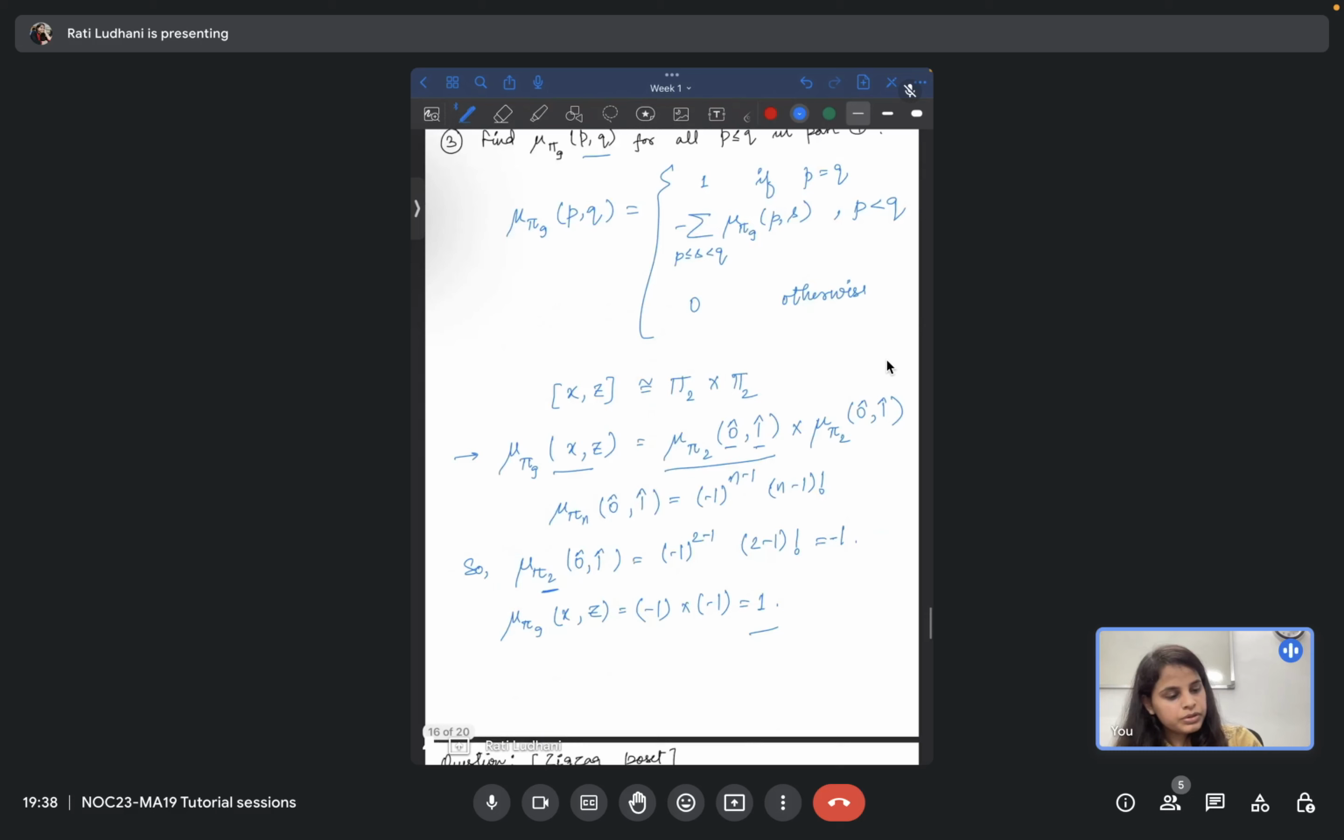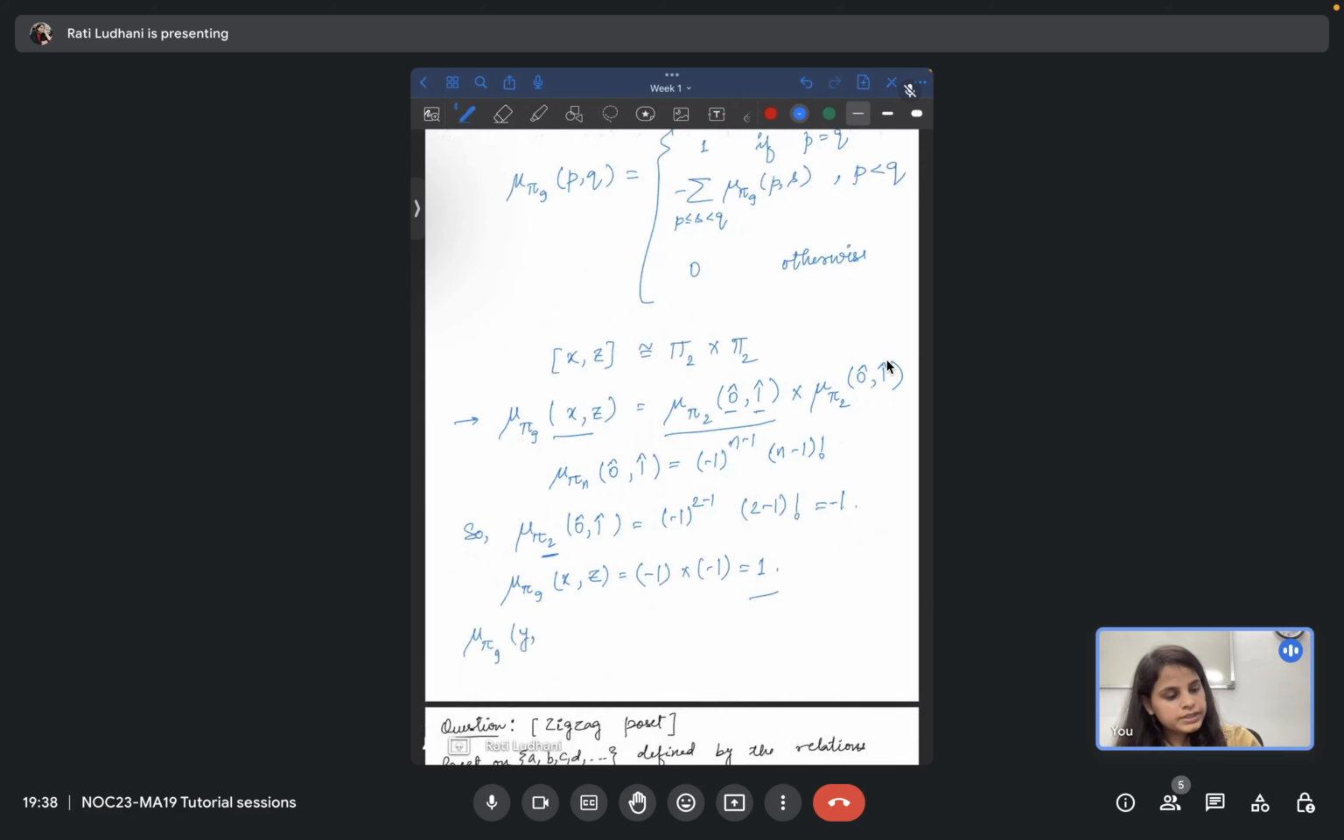And for pi 9 yz, that was equal to mu of pi 1 0 hat 1 hat times mu of pi 3 0 hat 1 hat. So it should be equal to minus 1 raised to power 1 minus 1, times 1 minus 1 factorial, into minus 1 raised to power 3 minus 1, times 3 minus 1 factorial. So you have positive here, positive there, and this is just 1. This is 2 factorial. So this is just 2.